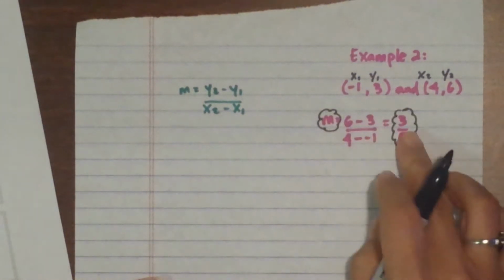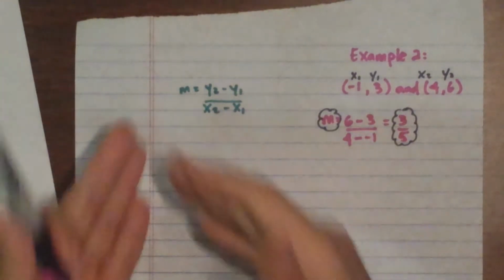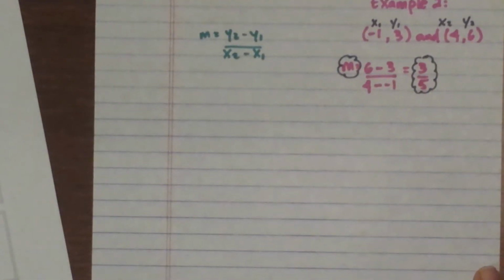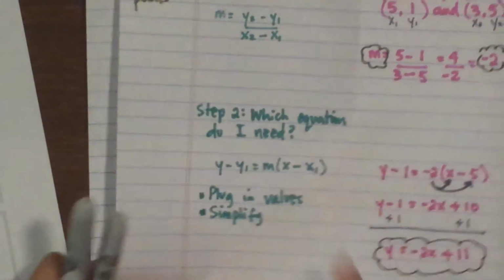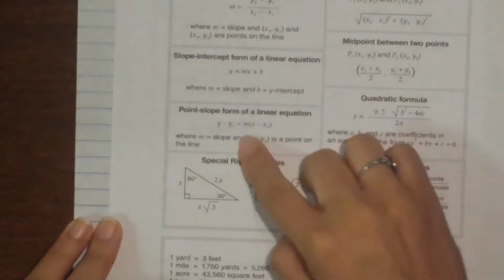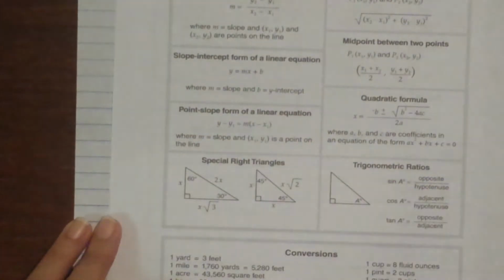So m equals 3 over 5. So I did step 1. Okay, plugged it in, found slope. All right, step 2, remember, was to ask myself, which equation do I need? Okay, which equation do I need? So again, just like before, you've got your two equations right here. You're not given the y-intercept, you're still given a point, so I'm going to need the second one.